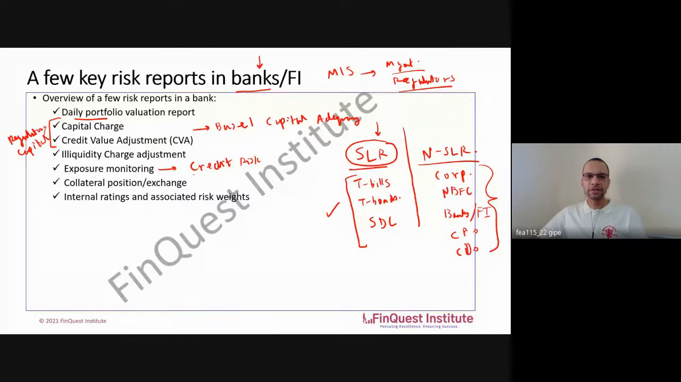But you can imagine this is a manifestation of credit risk, and I'm trying to estimate what would be the worst case scenario for me if my counterparty is to default tomorrow, or if it's defaulting overnight. Then a report on collateral position and exchange. Now, this will be again linked with your exposure monitoring. So whenever I say collateral, this is generally cash or a cash-like collateral.